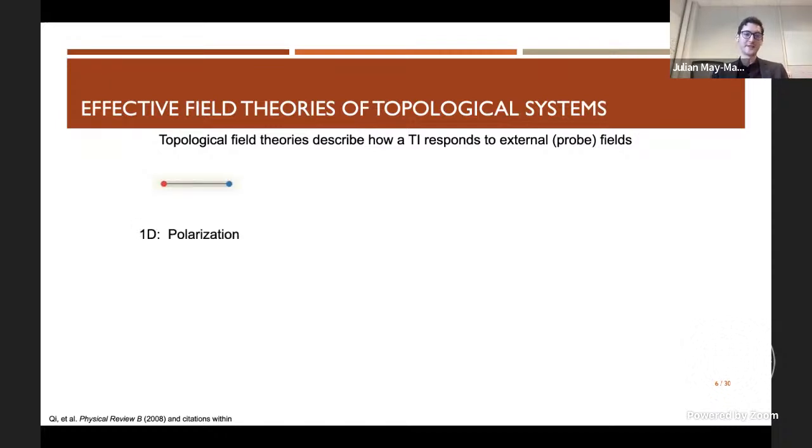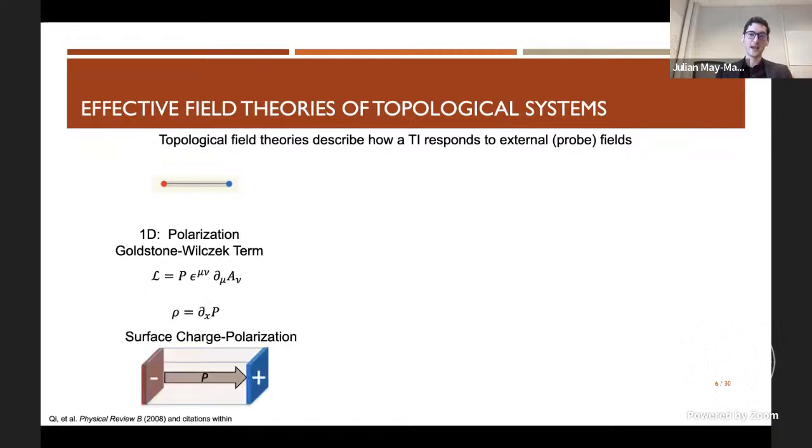The canonical example of this in 1 dimension is the polarization, which in a topological field theory is described by the Goldstone-Wilczek term shown here, where P is the polarization. Using just this formula, we can look at what happens to the charge by taking a functional derivative of this topological action with respect to the chemical potential A naught, and we find that the charge density rho is equal to the derivative of P, the polarization. This is nothing other than the surface charge polarization theorem from classical electromagnetism.